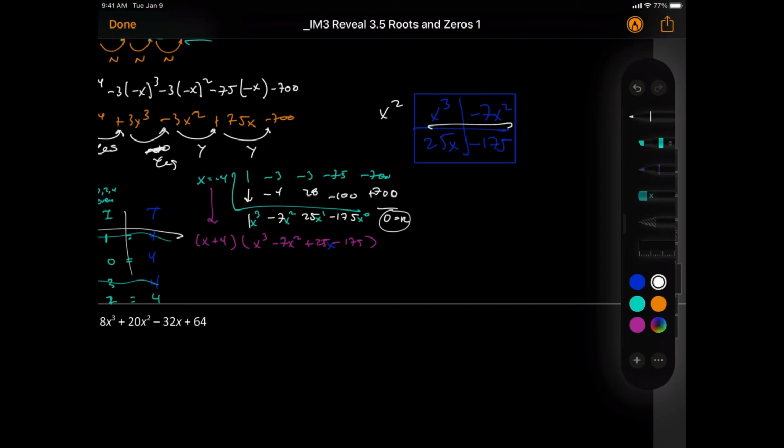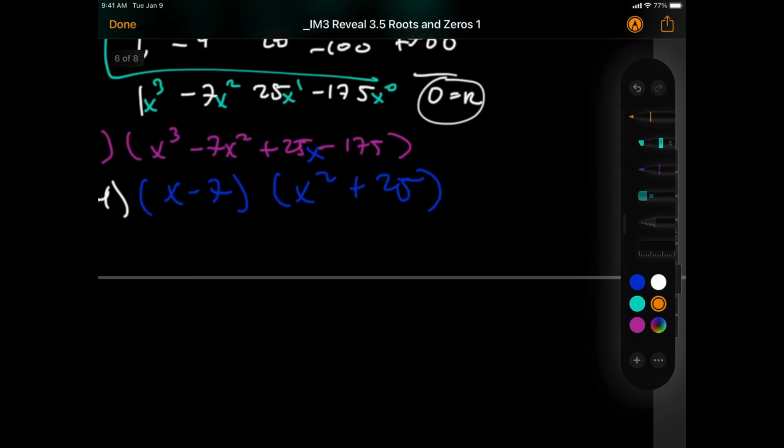X squared 25. I'm gonna guess positive. Yeah. Okay, going in this direction is x. In this direction, minus 7. Okay, so we have x plus 4. Then in blue, we just factored this x minus 7, x squared plus 25. Okay, from here, you can do a couple of ways.